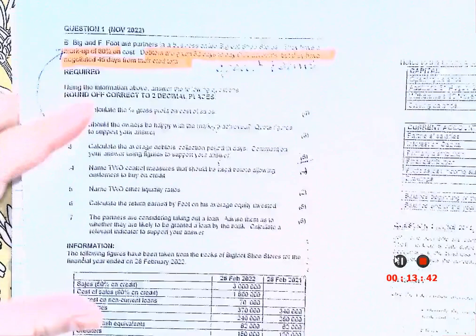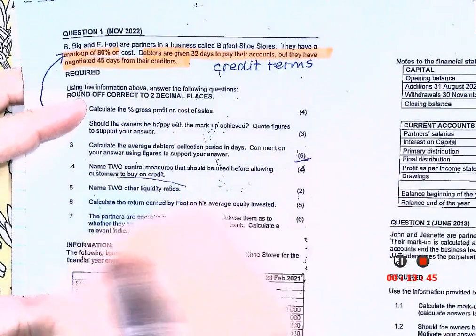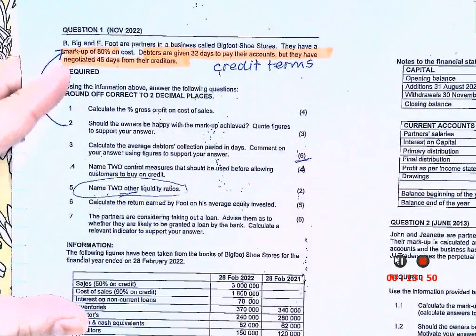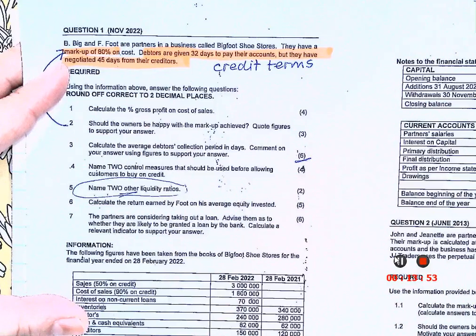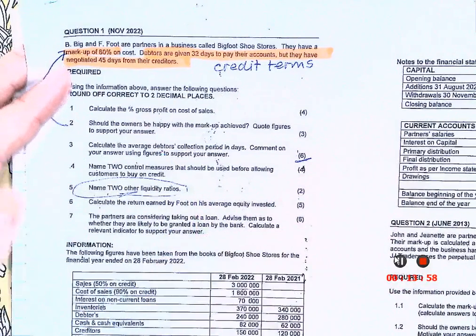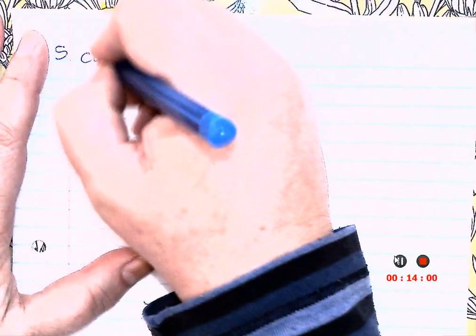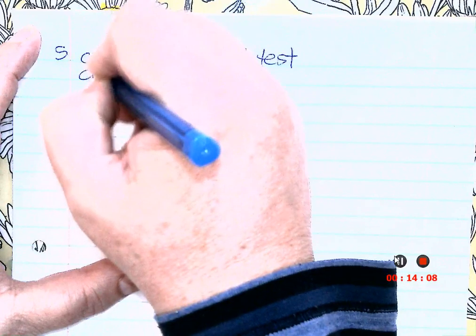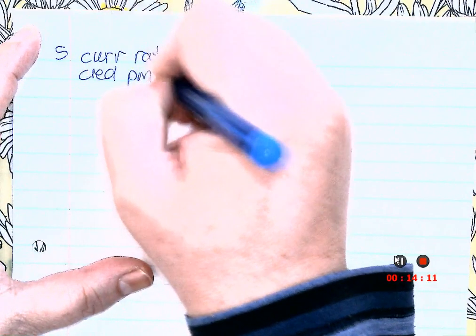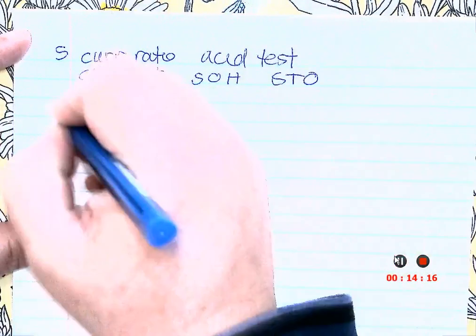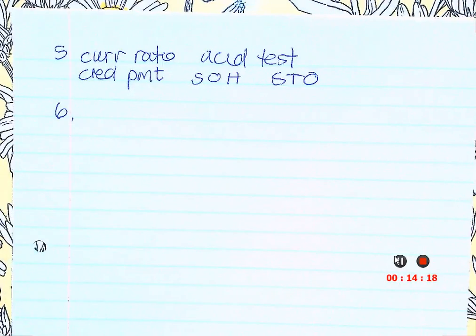Question 5. Name 2 other liquidity ratios. So which liquidity ratios did we use? We only use average debtors collection. So you can literally now go say the current ratio, the asset test ratio, the creditors payment, the stock on hand, and the stock turnover. Okay.